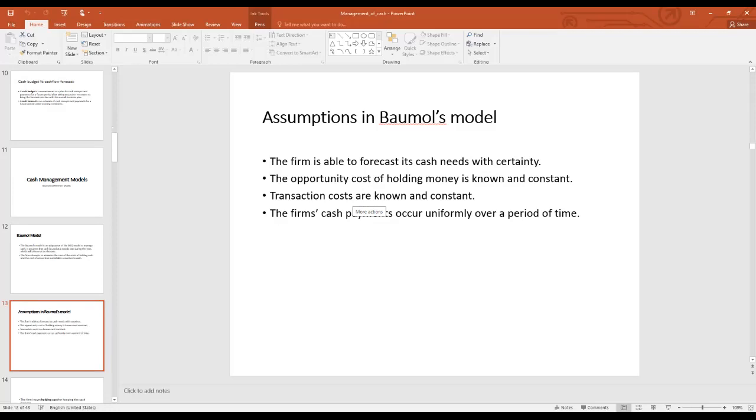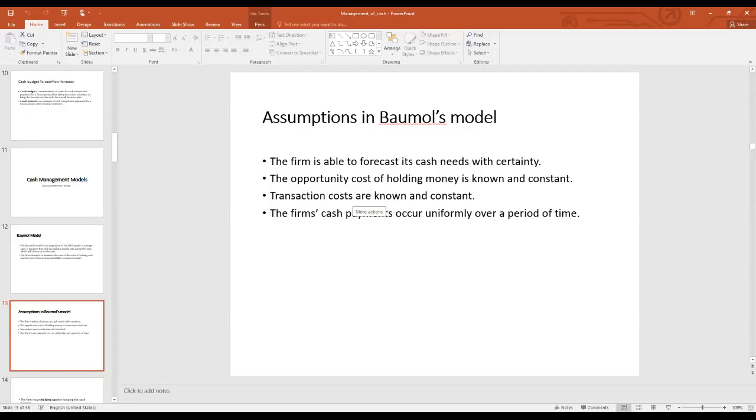For instance, you can estimate what is going to be the cash needs of the company in the next one financial year with certainty. You can estimate in the next one financial year how much cash you are going to be generating, how much cash you are going to be requiring. You can estimate things with certainty. The holding cost of cash is going to be known.